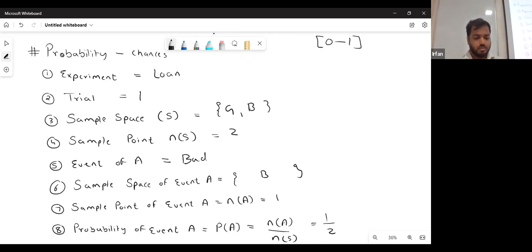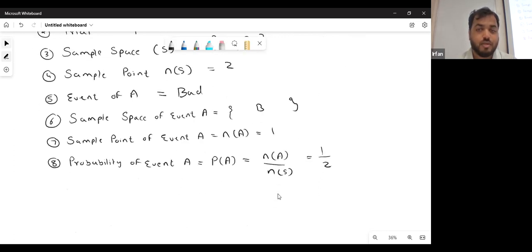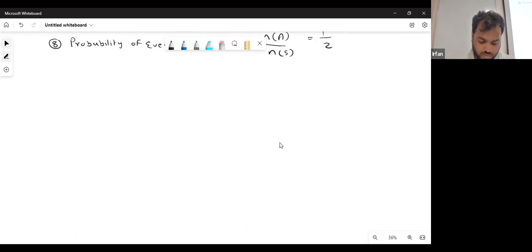Okay. Next, you have written something known as complementary event. Read the definition.